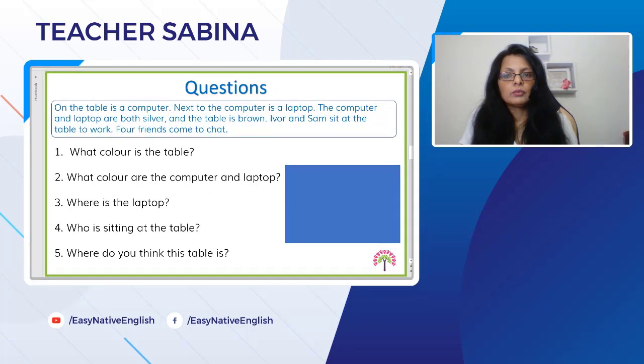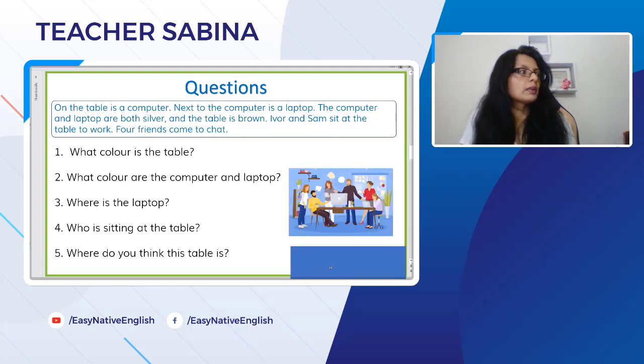So if, whoops, didn't want to do that. Let me go back to this screen. So if I move this box out the way, you can see that this looks more like an office environment because we have a lot of people standing around a table with a computer and a laptop on. So they're probably working, okay? Or their friends have just had break time, they've come to have a chat.